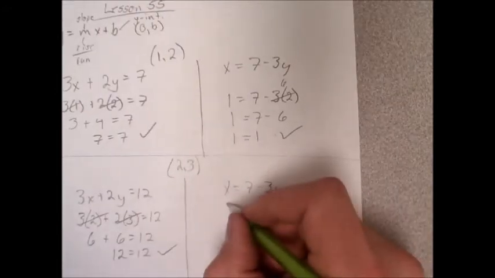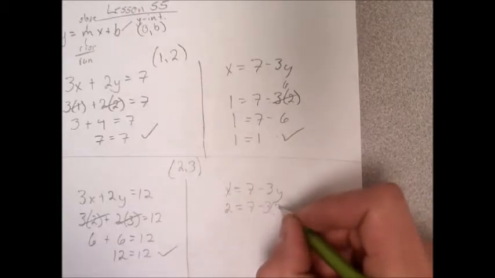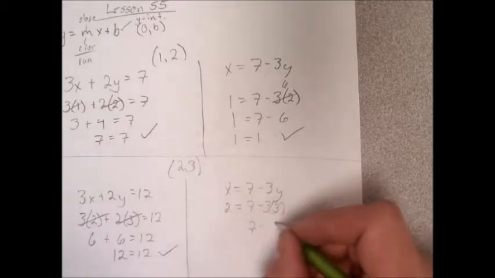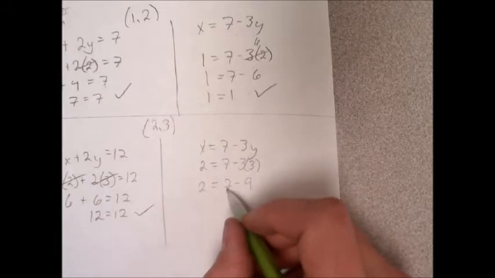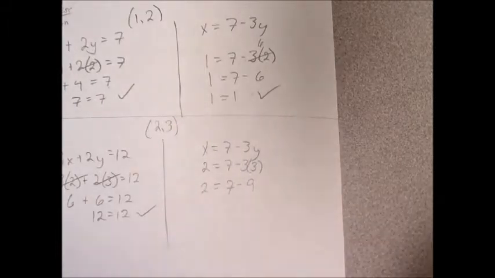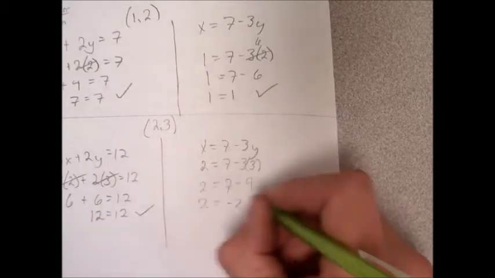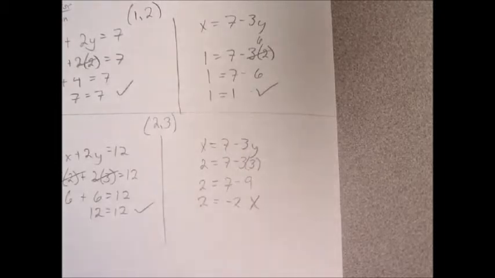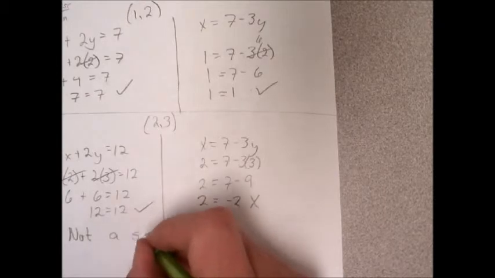Next, I'm going to plug into the second equation and start to solve. I get 7 minus 9 equals 2. What is 7 minus 9? Negative 2. Negative 2 is not equal to positive 2, so therefore this is not a solution. So this is not a solution for this system.